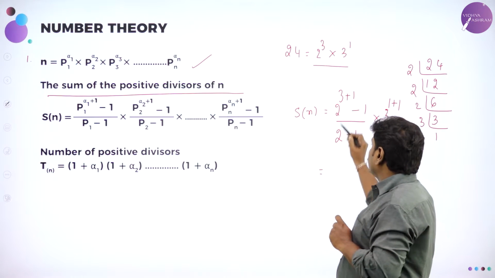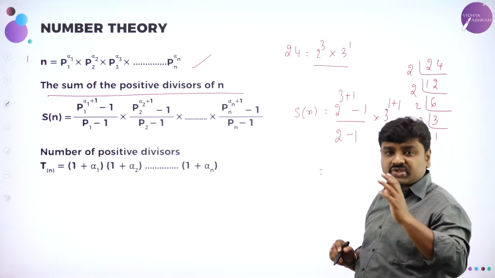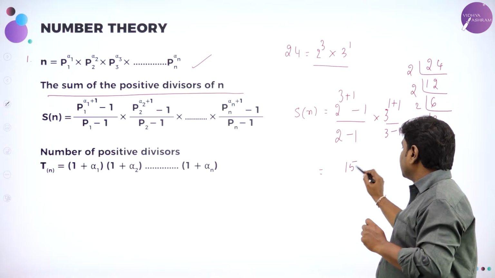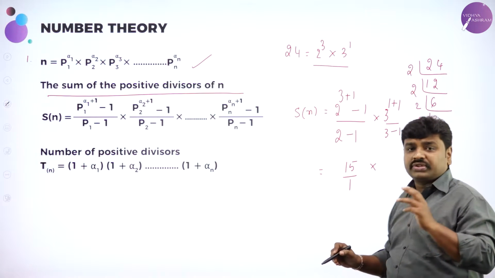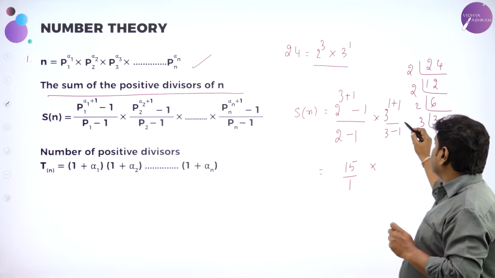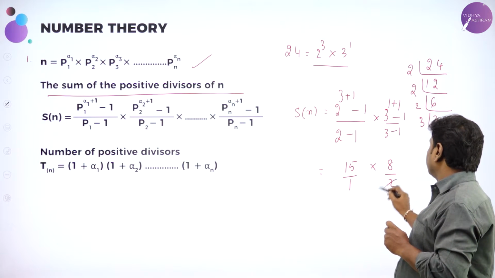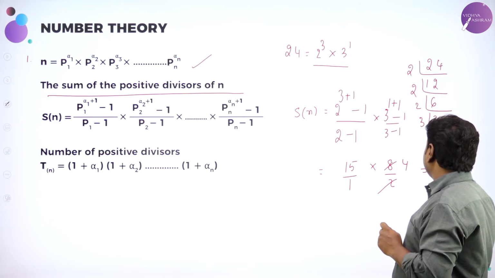Now that is 2 power 3 plus 1. 2 power 3 plus 1 means 2 power 4. 2 power 4 means 16 minus 1 15 divided by 1 into 3 power 2. 3 power 2 is 9 minus 1. 9 minus 1 is 8 by 2. 8 by 2 becomes what? 4. So 15 into 4 if you do, you will get the answer.